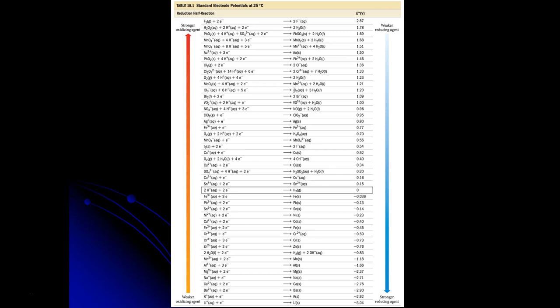But the zinc is going to actually run in the reverse. It's going to be an oxidation reaction. Zinc is going to be oxidized to form zinc 2 plus and kick out 2 electrons. So that negative 0.76, we're going to run it as an oxidation, and it's going to become positive 0.76.